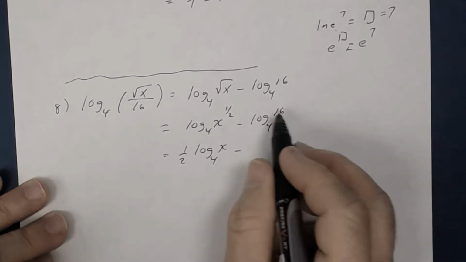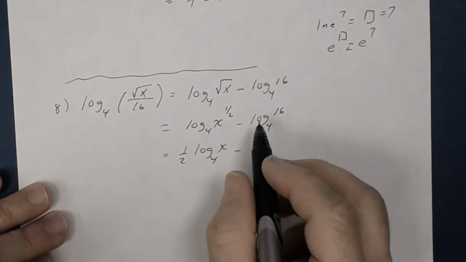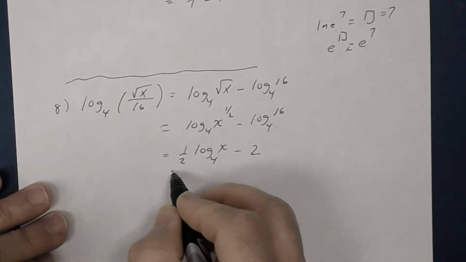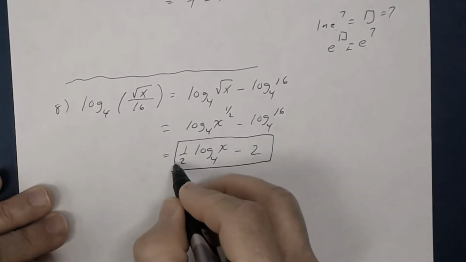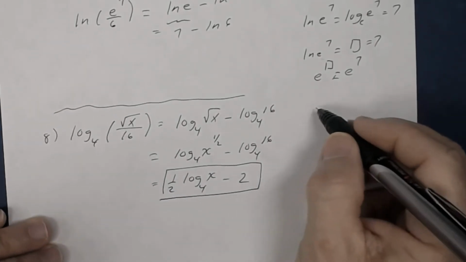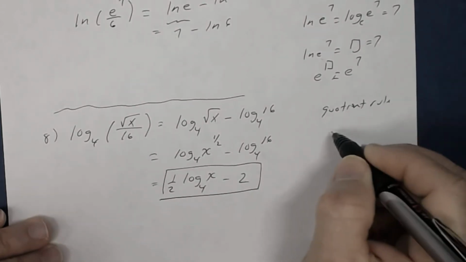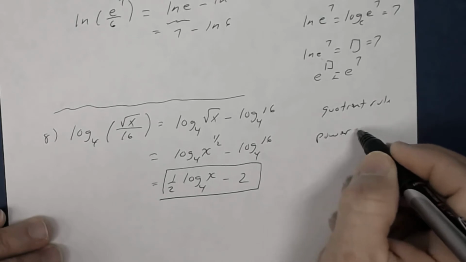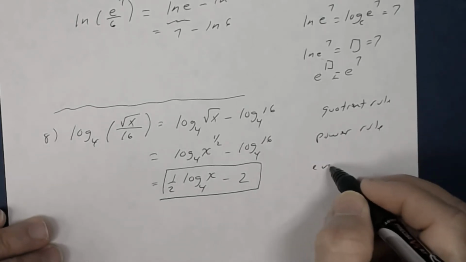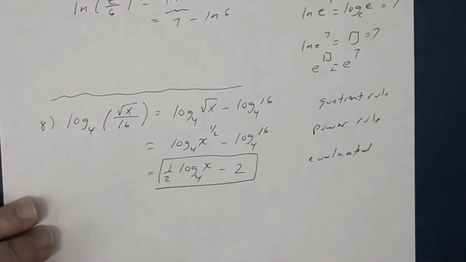Now, can I evaluate this? 4 to what power is 16? 2, right? Okay, so minus 2. And that's your answer. That's all you can do. So keep in mind, I used the quotient rule first, and then I used the power rule, and then I evaluated when I could. Okay? All right, so that's number 8.